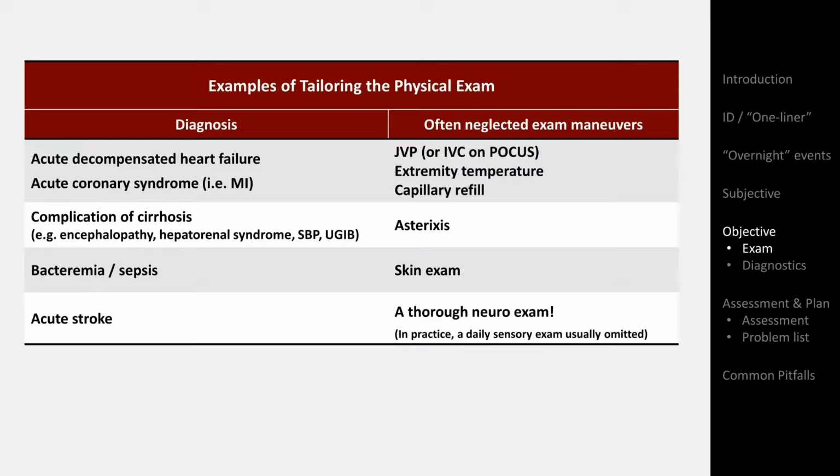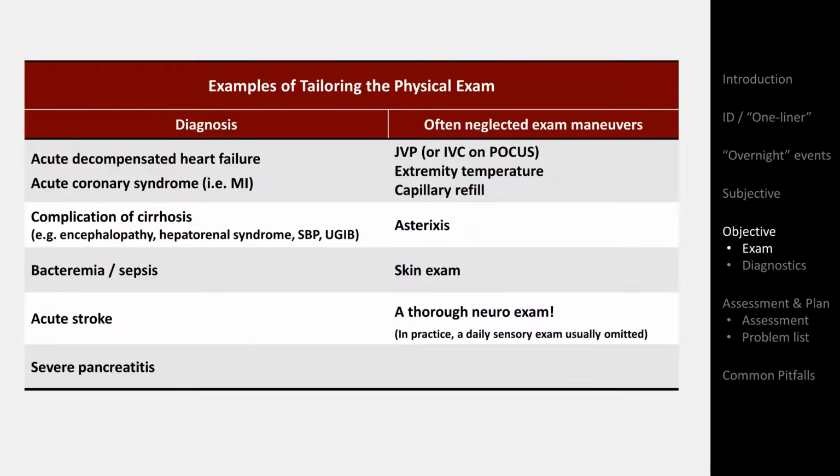This is presumably not an issue on neurology services, but for some reason, internists and internal medicine residents don't do good follow-up neural exams on stroke patients. One caveat is that sensory testing is usually skipped in the daily exam unless the patient is voicing sensory symptoms. And the last example, for patients with severe pancreatitis, be sure to do a skin exam of the abdomen and flanks, as this could reveal bruising consistent with pancreatic hemorrhage.